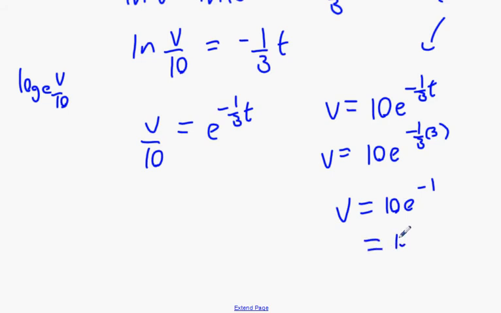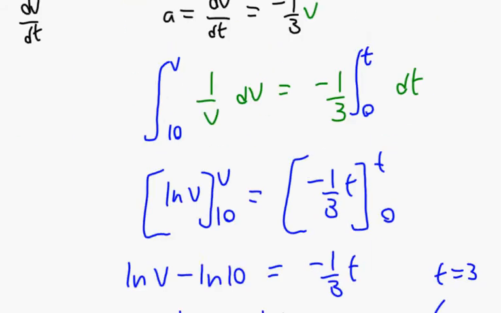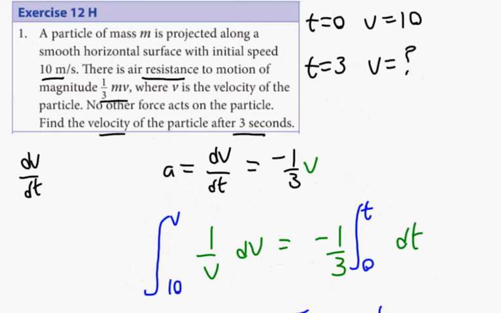Is that okay? v equals 10 over e. Yeah, that's it. That's the answer for question 1.